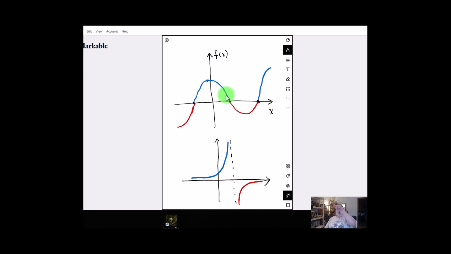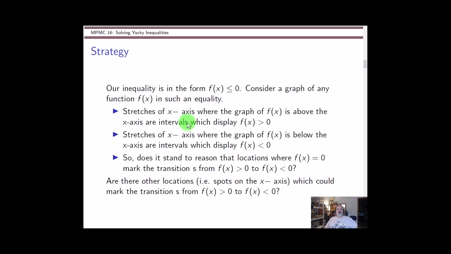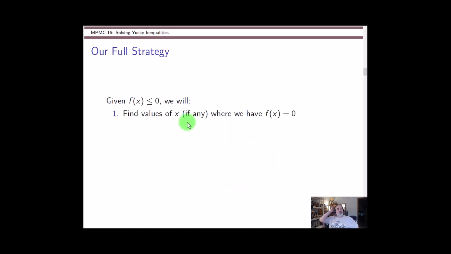It could be that the graph just comes down, hits that point, rebounds, and goes right back up again so that it's greater than 0 everywhere except for that one point where it was equal to 0. But at least we have the points where that transition might happen. And that's going to be the key to solving these problems.